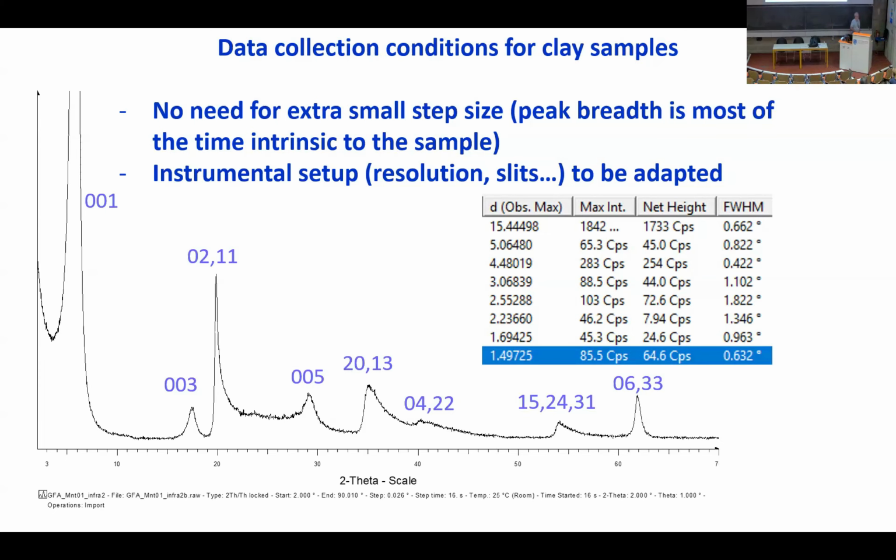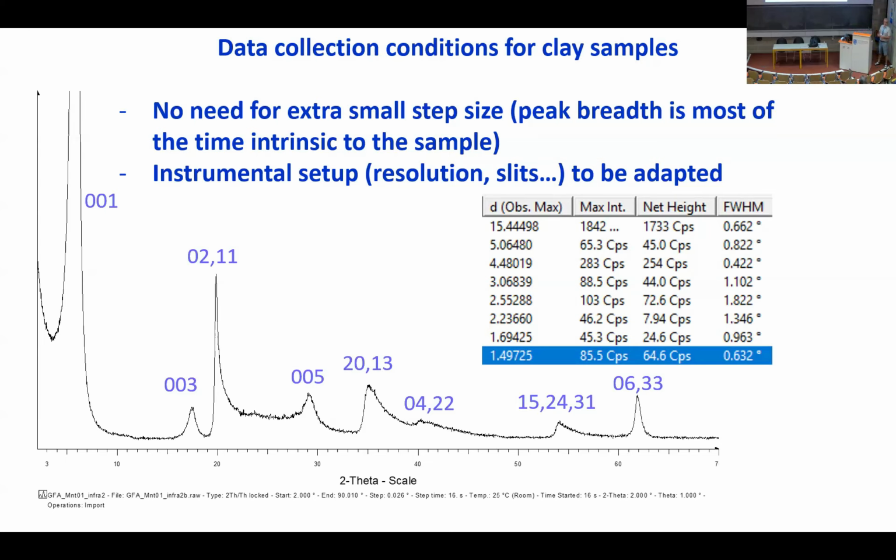What I would recommend, what's usually recommended, is to have between 7 and 10 data points to get at half maximum intensity, which in this case would mean that to be able to describe even this peak here, if you have a step size of 0.04, that's plenty enough.